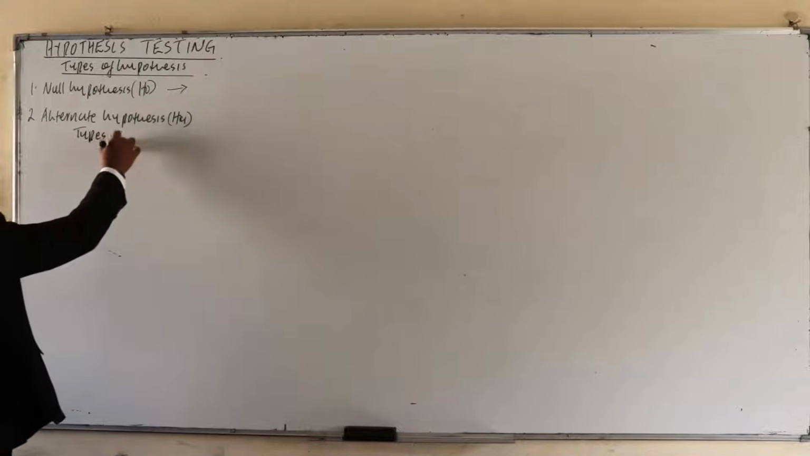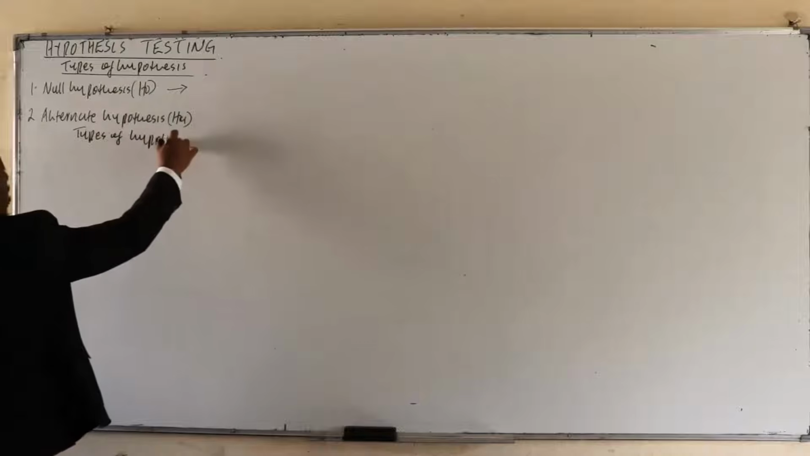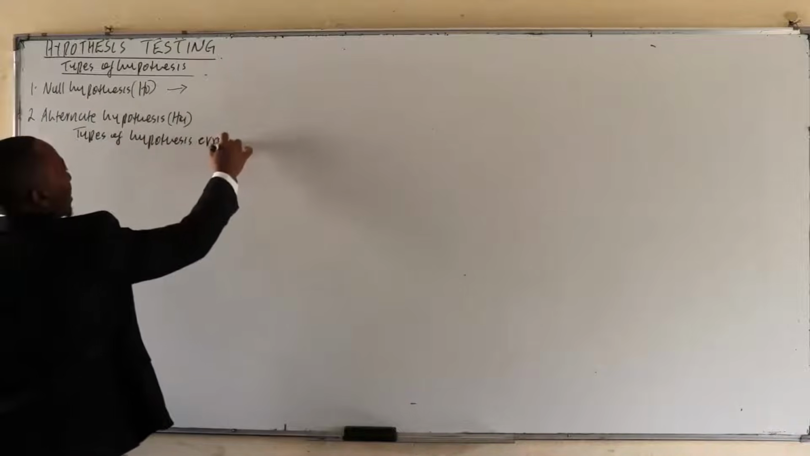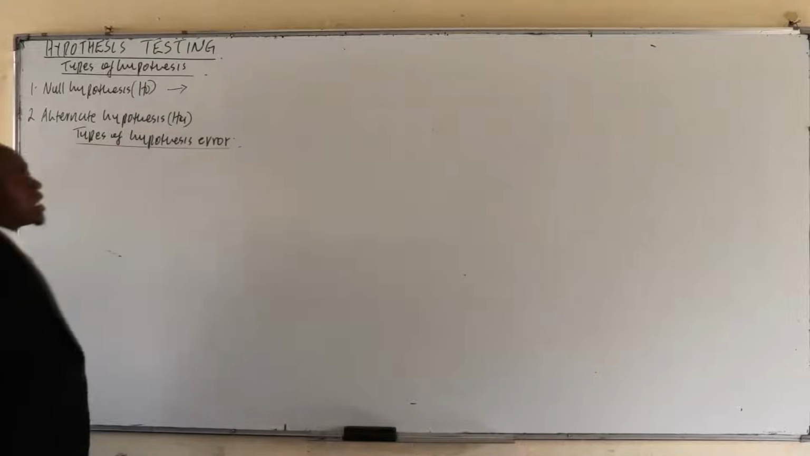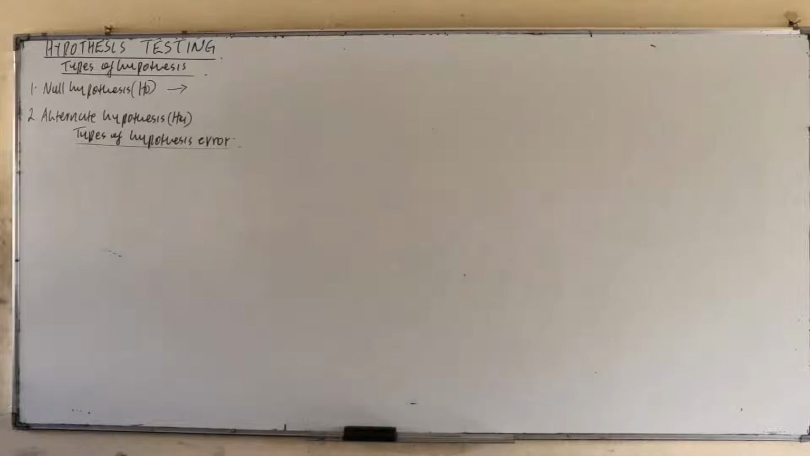So now we look at types of hypothesis error. What are some of the errors made in hypothesis testing? There are two errors made when performing hypothesis testing.